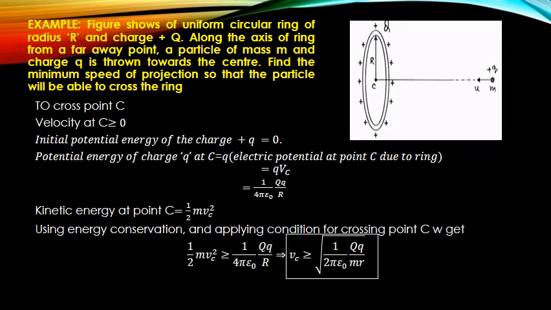Now let us apply energy conservation and the condition for the charged particle to cross point C. We get half m into v square is greater than or equal to 1 by 4 pi epsilon 0 capital Q into small q by r. This is because the velocity at point C should be equal to or greater than 0 so that it may cross point C. So from this equation we get the value of v as under root 1 by 4 pi epsilon 0 capital Q into small q by m into r, and that is the final solution to this question.